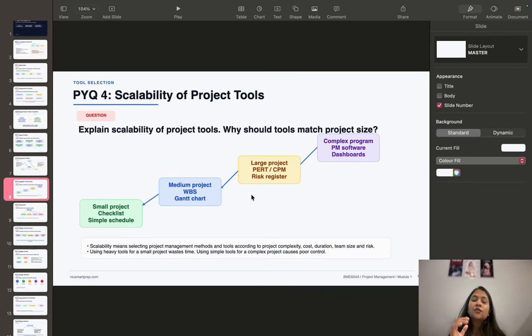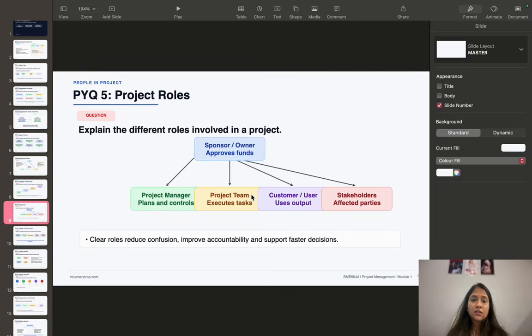If it is a small project, what tools are required, you have to remember. For medium-size projects, what tools are required, you have to remember. For large projects, what kind of tools are required, and for complex programs, what kind of tools can be used. The reason is very simple: heavy tools for a small project waste our time, and simple tools for complex projects mean proper control is not possible. So the tool must match the project size and complexity. Clear? Let's move to the next question.